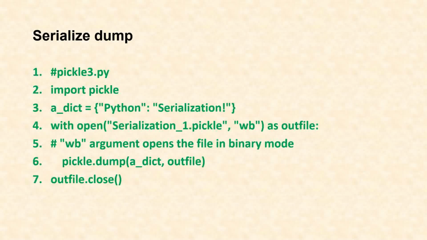The name of the file is serialization_1.pickle, and I assigned it to a file handler, out_file. Then, using the dump method, I have written the dictionary structure, that is a_dic, into the out_file. Then I have closed the file.